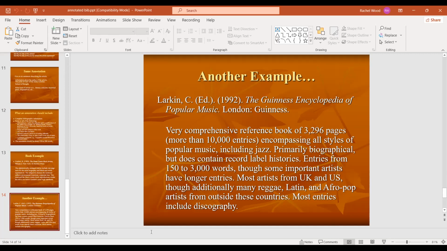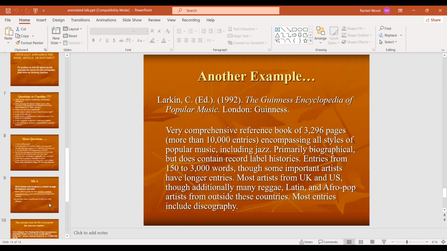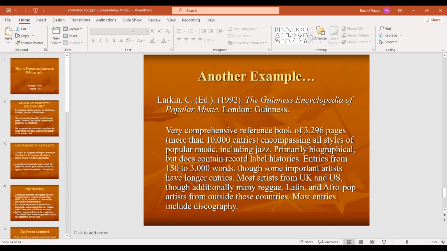The next slide here. I guess that's the end of the slides. So this is really what an annotated bibliography looks like, with entries and just a little bit of background information on what an annotated bib is.